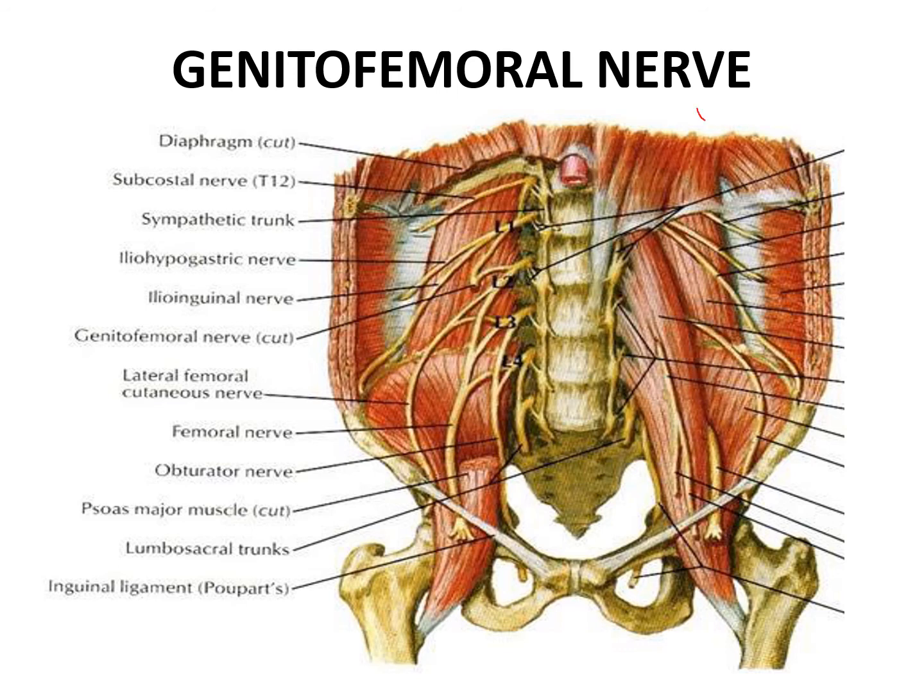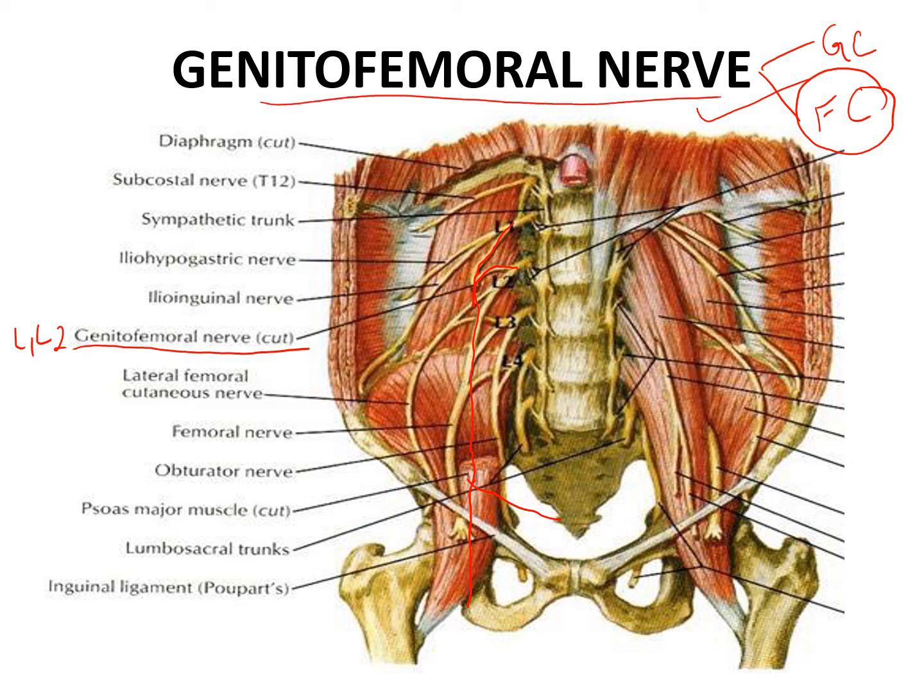Now we move on to the genitofemoral nerve. As already discussed, the genitofemoral nerve is formed by the ventral ramus of L1 joining with the ventral ramus of L2. So the genitofemoral nerve is formed by L1 and L2. It divides into a genital component and a femoral component. First we will see about the femoral component, then we will discuss the genital component of the genitofemoral nerve.